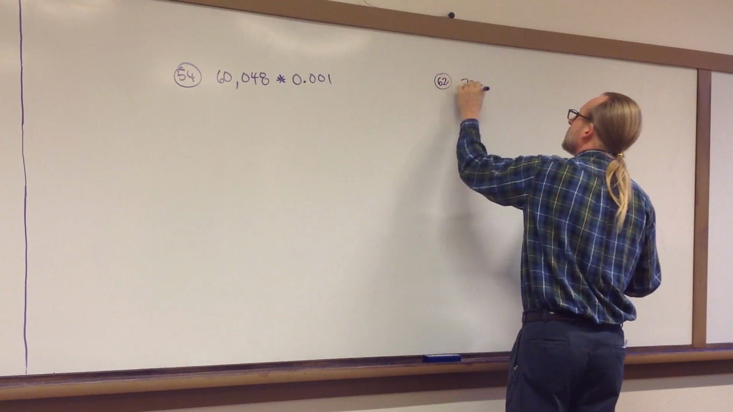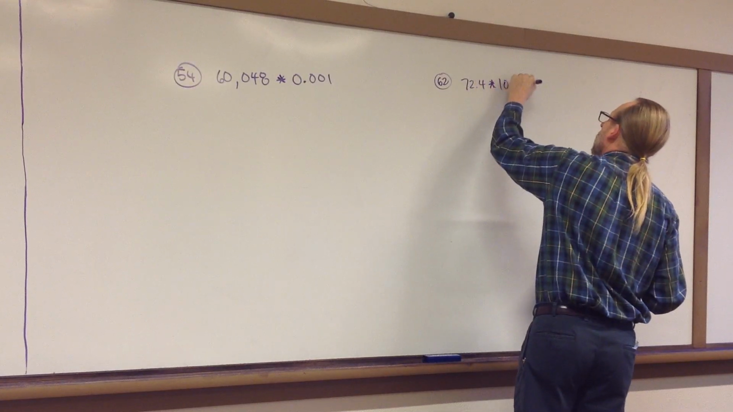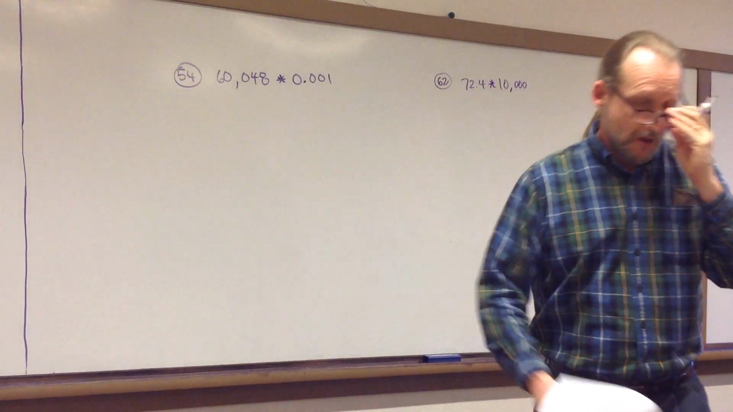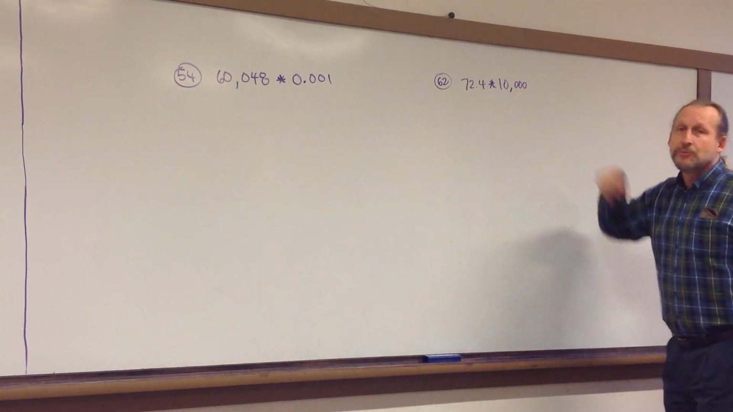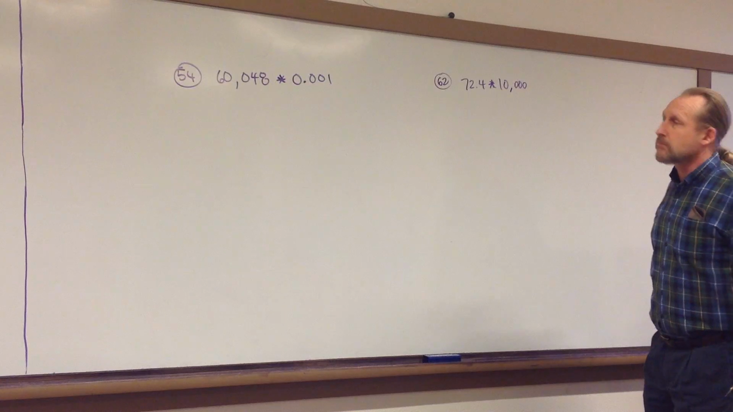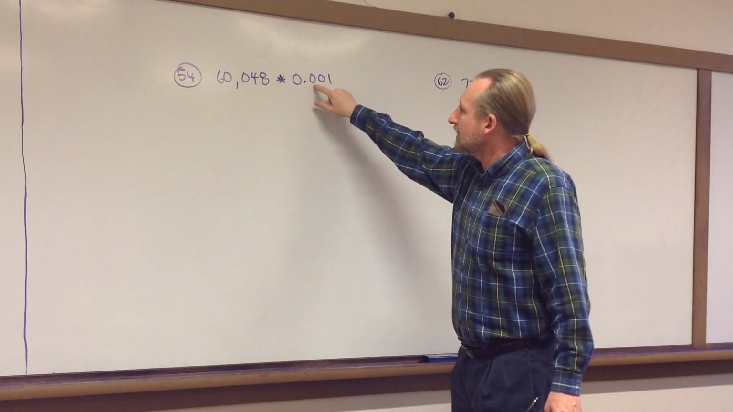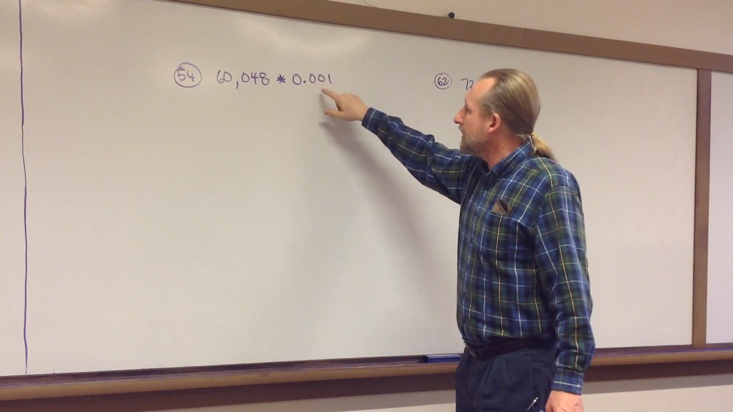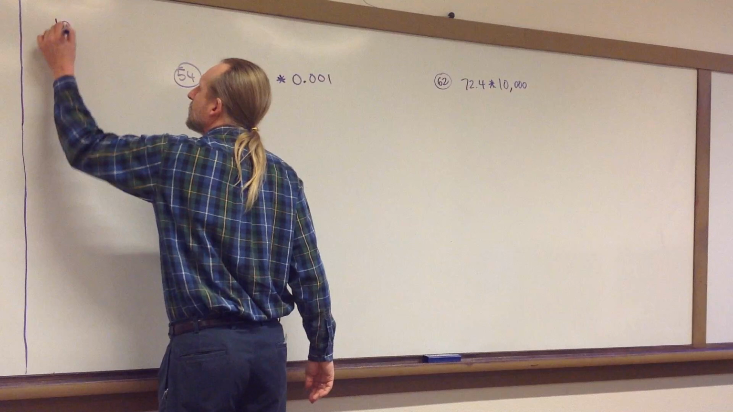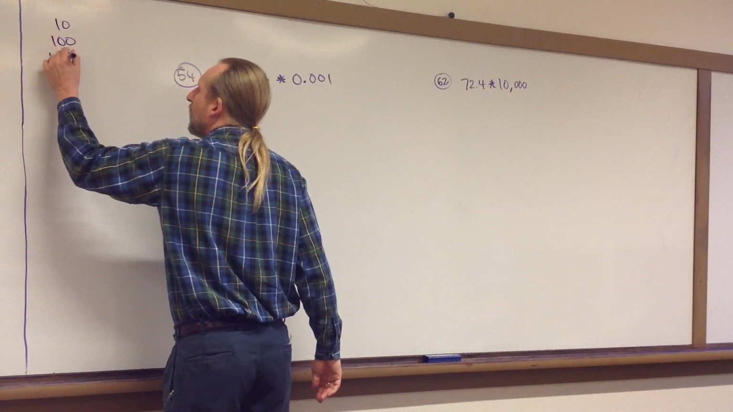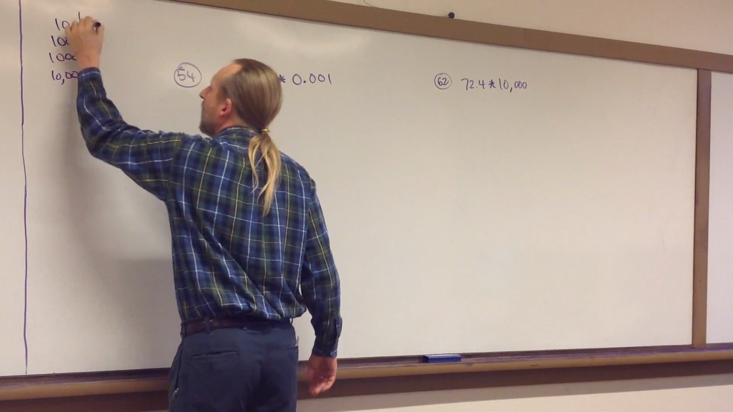says multiply 72.4 times 10,000. Okay? So you can count the number of zeros here. That'll tell you how many places to move the decimal. 1, 2, 3, 4. Okay? Here it's the places. This decimal is going to move 3 places. Okay? So it's not really the same as the number of zeros. It all has to do with which power of 10 you are working with. Okay?